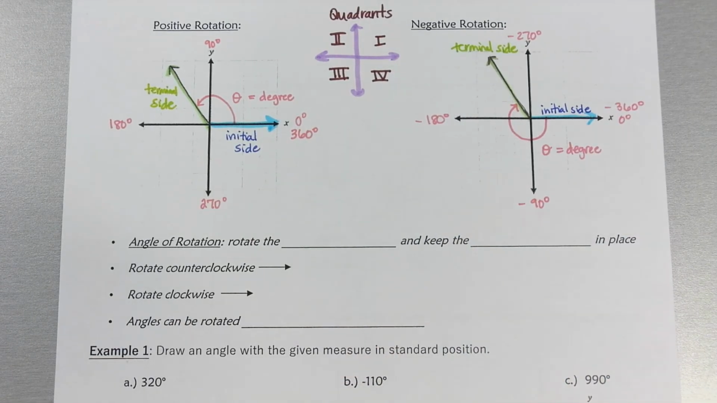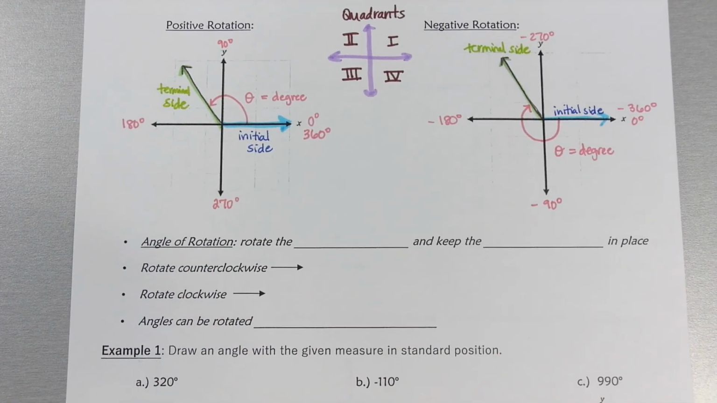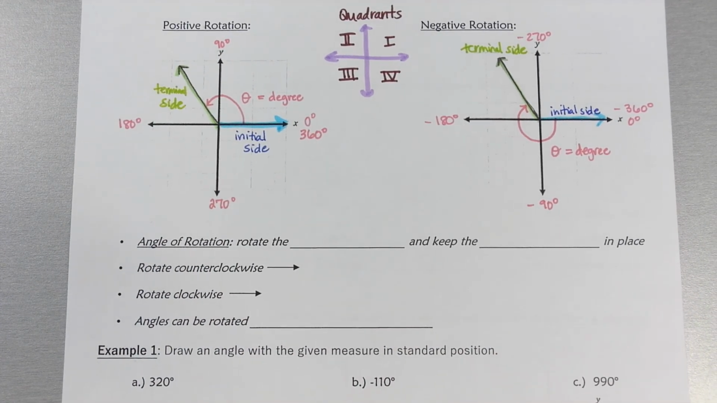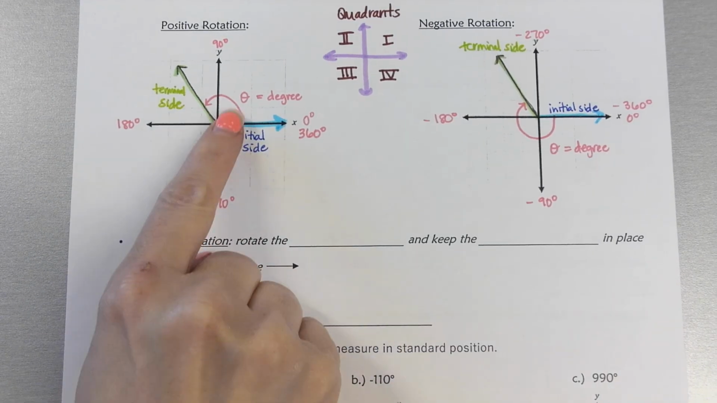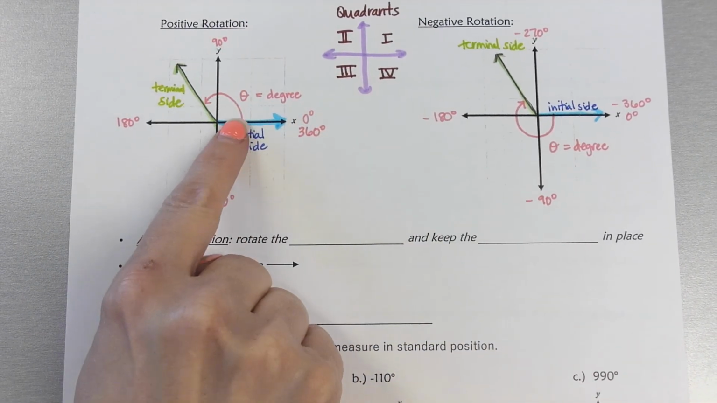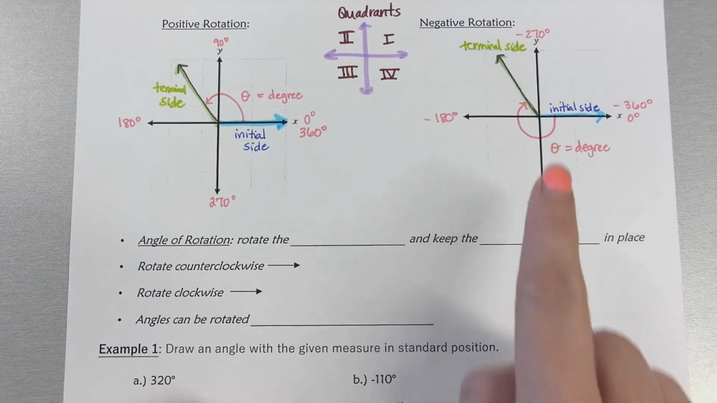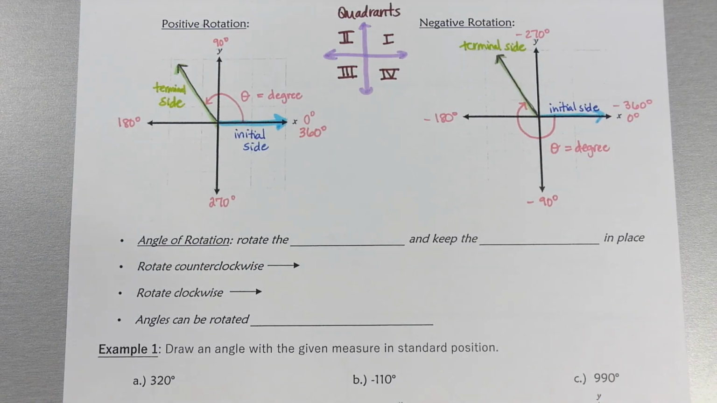No, the 0 won't be positive 1. That will always just stay. Wait, so the terminal and the initial just switch the side? Nope, so they're in the same place. Okay, so in this case, the only thing that changed was our rotation. So if you're rotating positive, you're going counterclockwise, and if you're rotating negative, you're going clockwise.